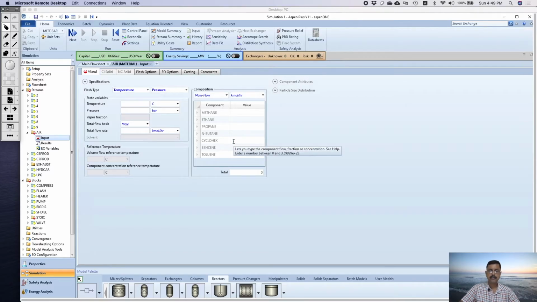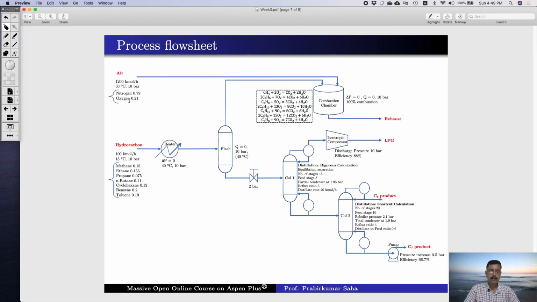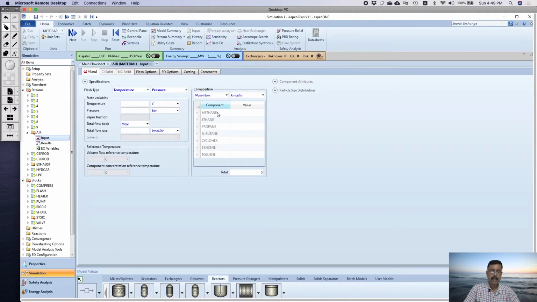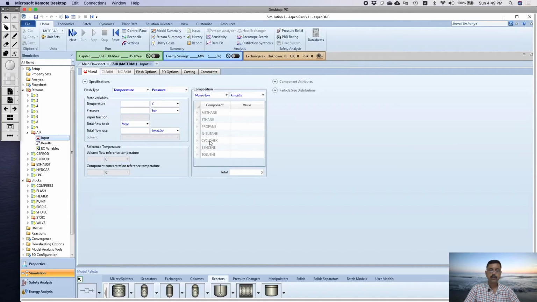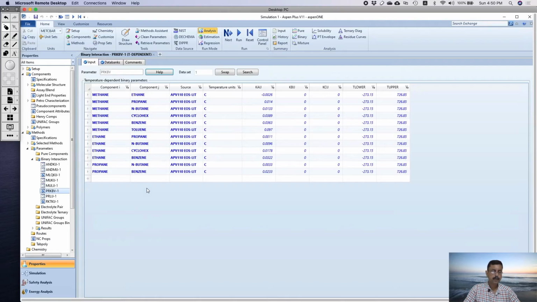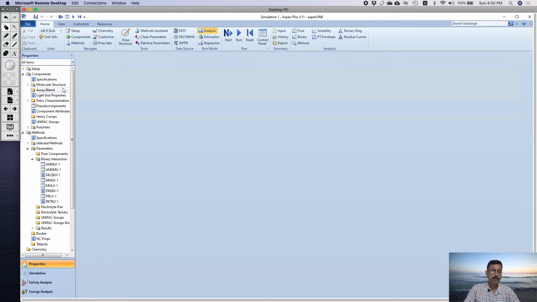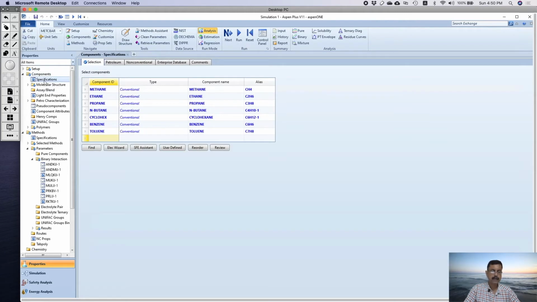Now we are stuck with something new, because air doesn't contain either of them. Air contains nitrogen and oxygen, and the exhaust will be mainly CO2 and H2O. But we didn't include these as components over there. So we have to include these components as well. So what we should do, we should go back to the property database. Here we have to add a few properties. So we go to component specification once again.